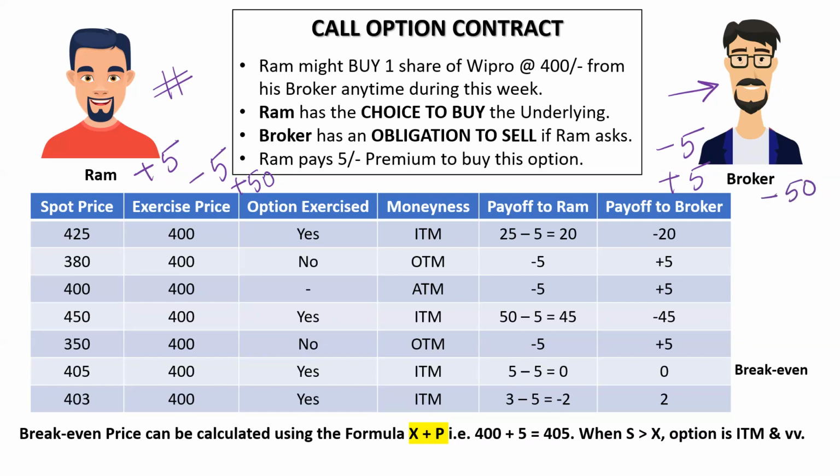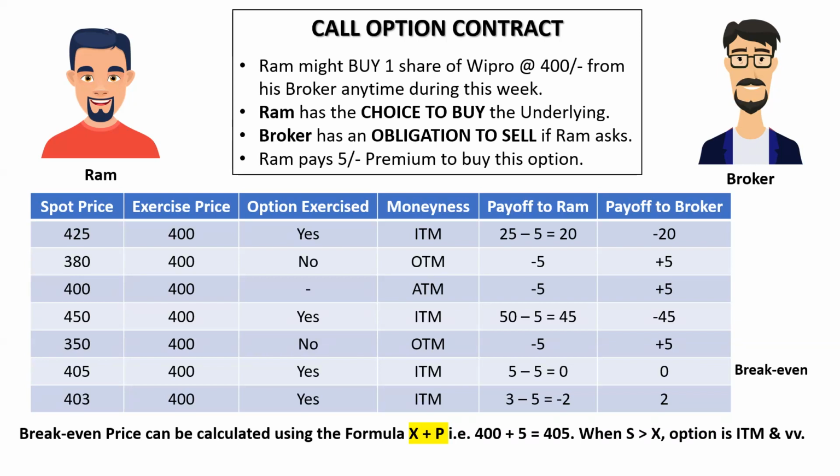So I'll repeat my statement. Always place yourself in the shoes of Ram because it is very easy to think and decide whether the option is going to be exercised or not. And if the question is asking you to solve it from the broker's perspective, please keep in mind that you just have to change the sign. If it is positive for Ram, it is negative for the broker and vice versa.